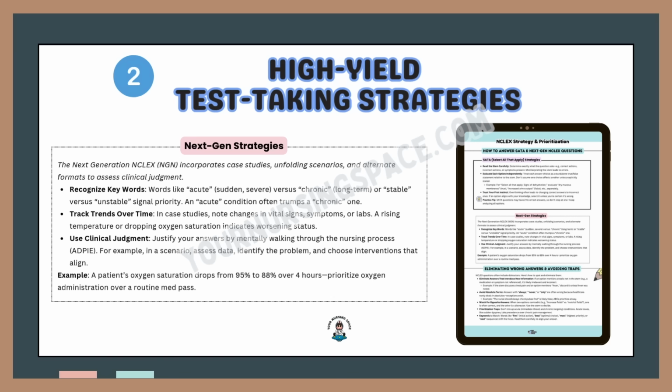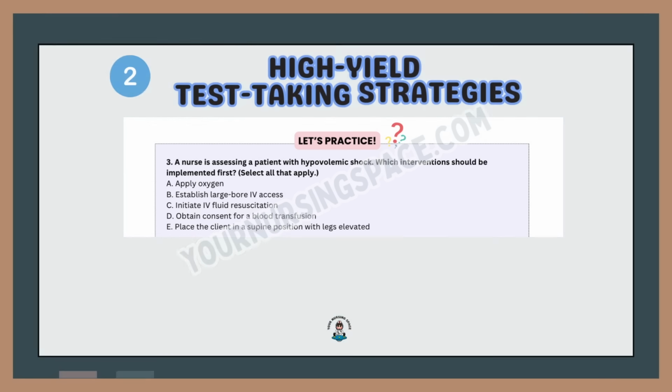In case studies, track trends: vital signs, symptoms, labs. If a patient's temp is climbing or oxygen's dropping, that's a red flag. Use your clinical judgment by walking through ADPIE in your head: assess, identify the issue, pick the right interventions. For instance, if oxygen saturation falls from 95% to 88% over 4 hours, you'd prioritize oxygen over passing routine meds. All right, let's apply this to some examples.